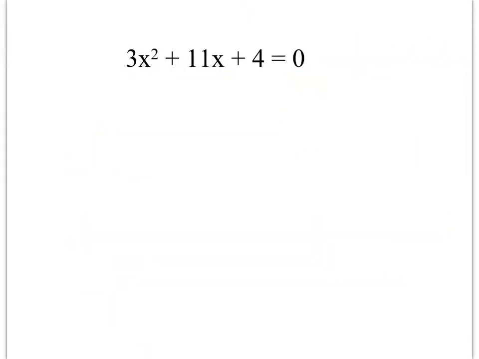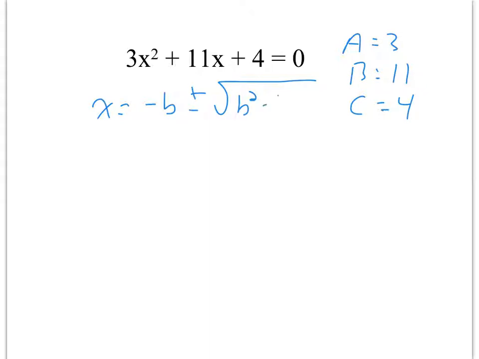Alrighty, you guys are going to try this one right here. Before we do that, though, let's just look at this real quick and make sure we know that our a is 3, our b is 11, and c, of course, is 4. Go ahead, use our quadratic formula. x equals negative b plus or minus the square root of b squared minus 4 times a times c all over 2a. Go ahead, you guys figure out what x is, and I shall be right back.